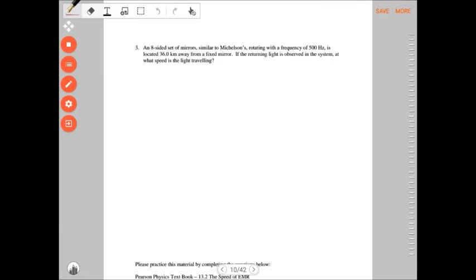Okay, then number 3, an 8-sided set of mirrors, similar to Michelson's, rotating with a frequency of 500 hertz, is located 36.0 kilometers away from a fixed mirror. If the returning light is observed in the system, at what speed is the light traveling? Okay, so this doesn't tell us that it's rotating more than necessary, so we are going to rotate 1/8 of a turn. Okay, so we know that it's spinning at 500 rotations every 1 second.